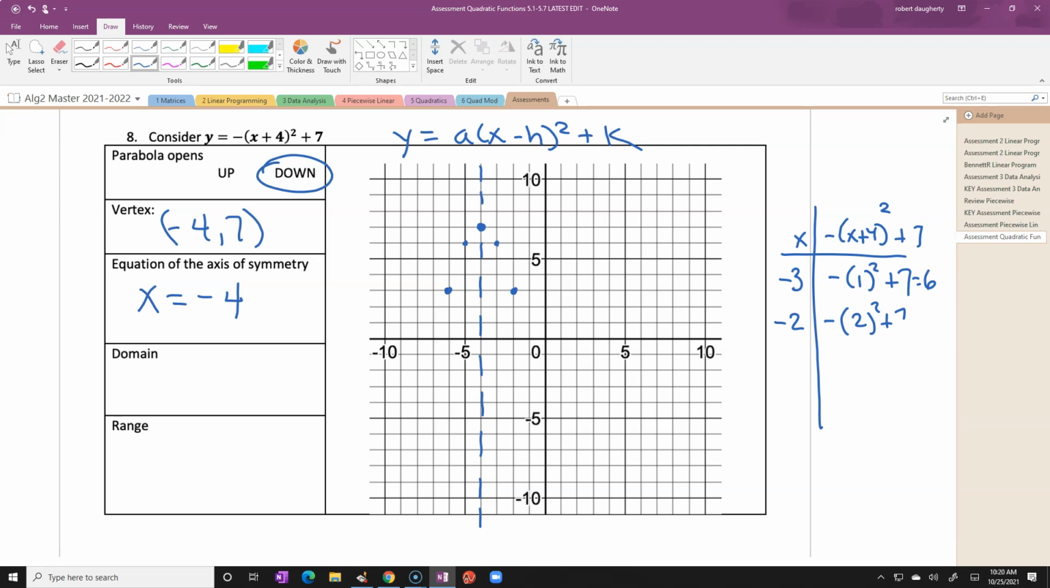I did not ask for the y-intercept. The y-intercept, if I plugged in x equals 0, that's 7 minus 16. So that's going to be -9. So the y-intercept is at -9 all the way down here. And so I've got a matching point right there. So I know enough to graph this guy at this point, so it goes like this.